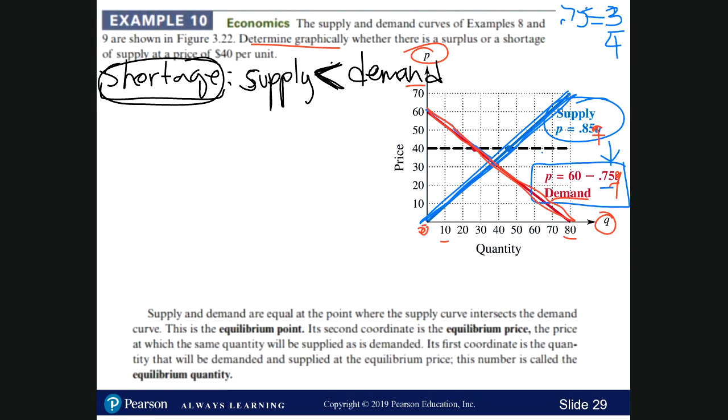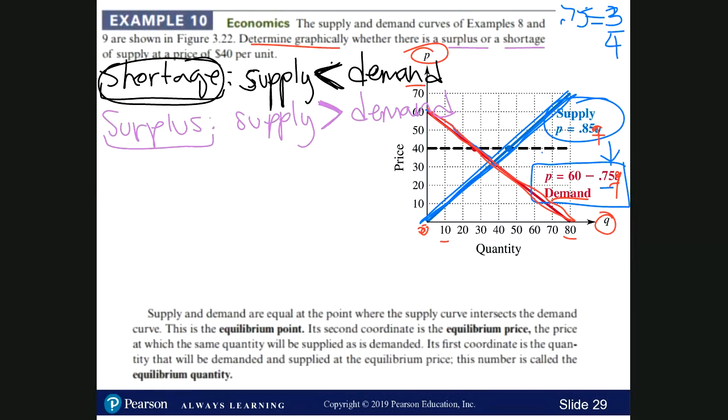Now for the other one, for a surplus, it will be the opposite. So we will reverse the inequality symbol. So in this case, to have a surplus is to have more than what you need. So in that case, the supply will be greater than the demand. So now let's look at the question again, and it says determine graphically whether there is a surplus or a shortage of supply at a price of $40 per unit.